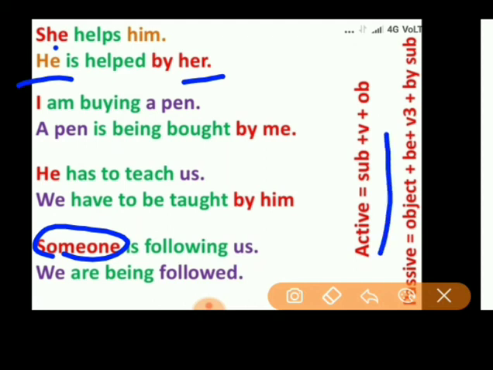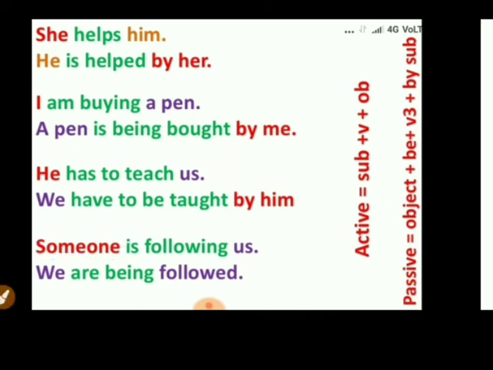Children, please note down this. This is the structure for active sentences, and below it is the structure for passive sentences. Okay, dear children, object plus be. Be means is, am, are, was, were according to the tense of the sentence. The third form, always, is called the past participle. Okay, and then at last by and subject. So this is the basic formation for active to passive voice sentences.